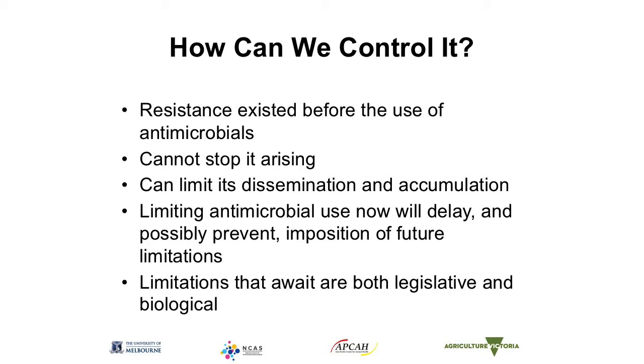If we start limiting our antimicrobial use, we'll delay and possibly prevent future limitations that are going to be imposed upon us. Those limitations that will be imposed upon us in the future, if we do not limit our antimicrobial use, are likely to be both biological and legislative. By biological, I mean that the drugs that we are currently able to use effectively will no longer be effective in their use against particular pathogens. But there is also the risk that if we do not voluntarily control our antimicrobial use, there will be the imposition of much more strict regulatory regimes on antimicrobial use for domestic animals in the future.